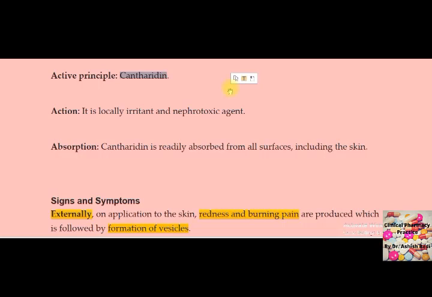Action. What is the action? If it is applied locally, it will cause irritation. It is an irritant, as well as a nephrotoxic agent. That's why, if we use it as an aphrodisiac and poisoning occurs due to the aphrodisiac powder, that Spanish fly powder, after ingestion it will lead towards nephrotoxicity. So the signs and symptoms will occur like that only.